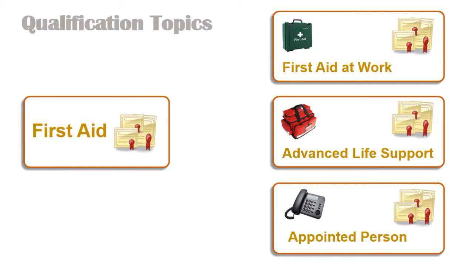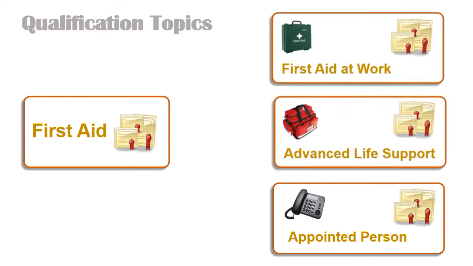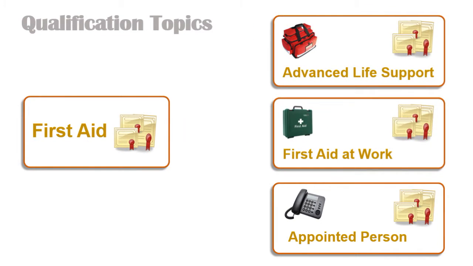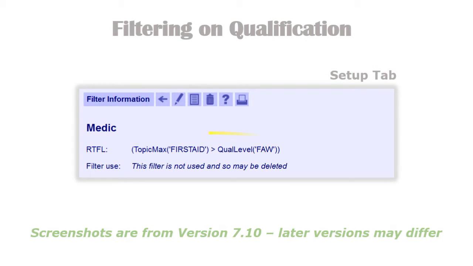Qualification topics allow us to do one other task. If I want to know which of my members are qualified to a certain level or above, I can look at the qualification topics. I need to be able to compare one qualification with another. Qualifications within a topic can be reordered within SMS Responder, with the most advanced ones at the top and the basic ones at the bottom. We can then use this in our filtering system to give us the list of members we require.